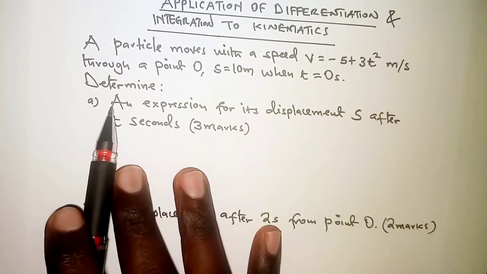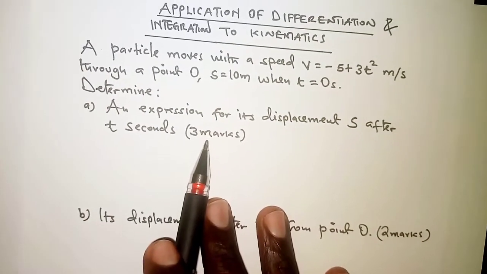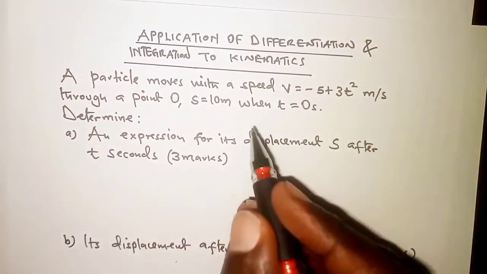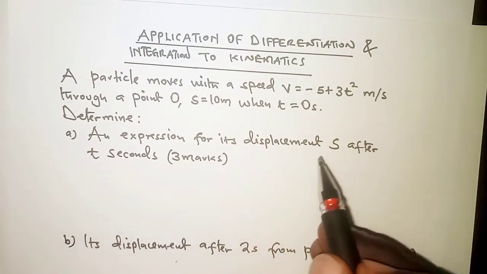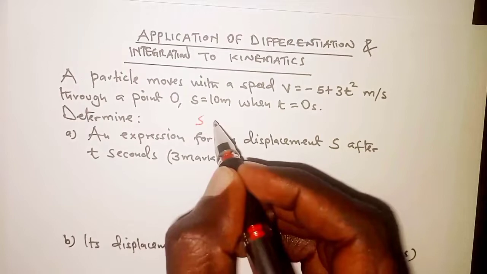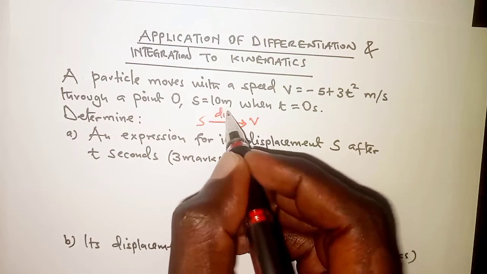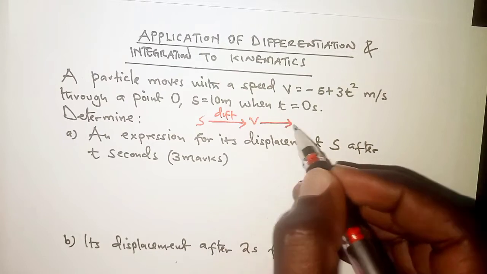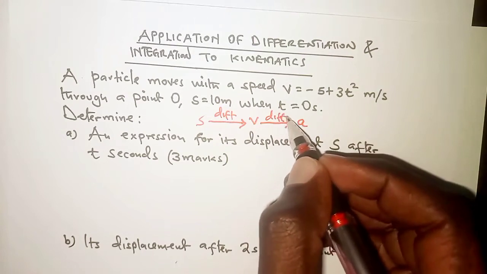Determine, part A, an expression for its displacement s after t seconds. Now I want us to move in parts, so let's begin with part A. We are told to form an expression for the displacement after t seconds. We need to take note that when you're given displacement s, we can determine the velocity by differentiating displacement. Similarly, we can also get acceleration by differentiating velocity.